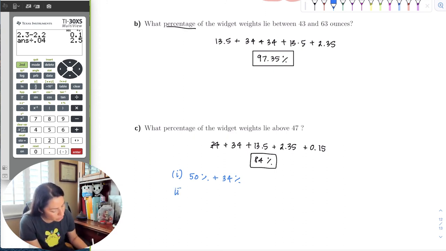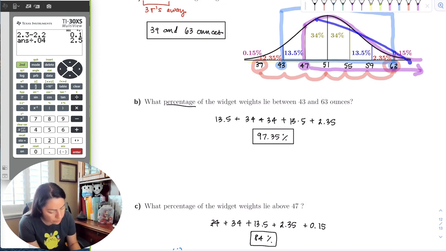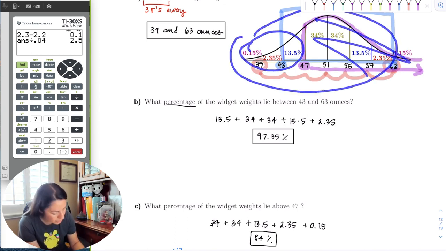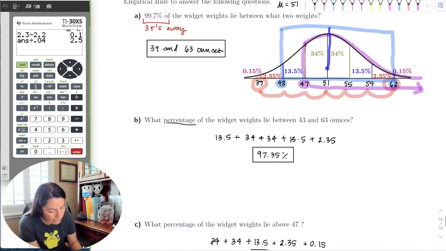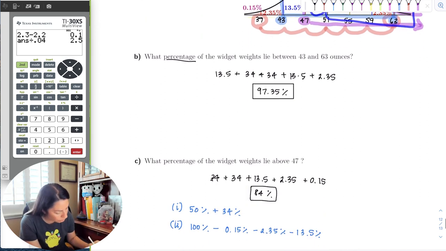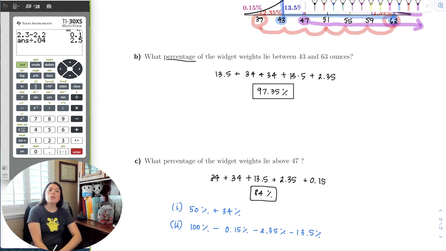The other way is knowing that if you have 100%, you can subtract the 0.15%, minus 2.35%, and then the other 13.5%. So if you're doing all of this, just take 100% and subtract these three, right? Or you can know that this is 50% and add the 34, right? And then I just did it straight up, I just added up. So there's a lot of ways you can do it. And the more you do it, the more you're going to find your own way.